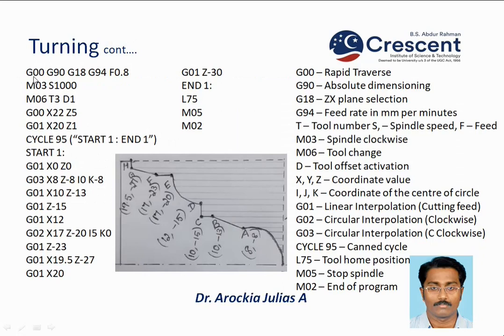Next we will move to the program. So first line is header, G00 linear interpolation, non-cutting move, and G90 is for absolute dimensioning, G80 is for the plane. Okay, here we have to select the plane, X Z plane, for that G18, and G94 is for feed rate, and F is the feed rate value 0.8.